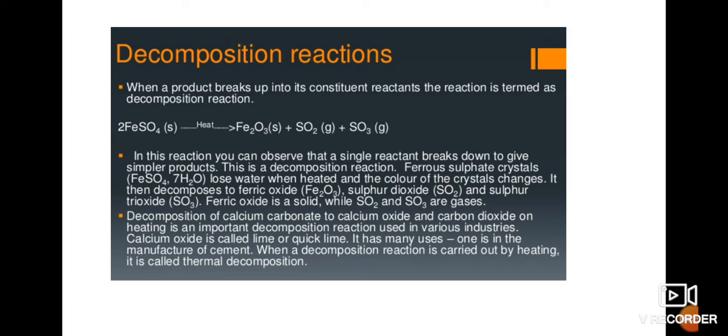Another example that we can give is the decomposition of calcium carbonate, that is CaCO3, to produce calcium oxide and carbon dioxide. This thermal decomposition reaction of calcium carbonate is used in the industries for manufacturing cement.